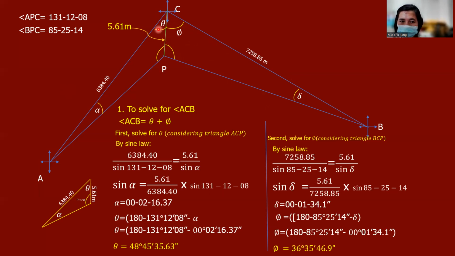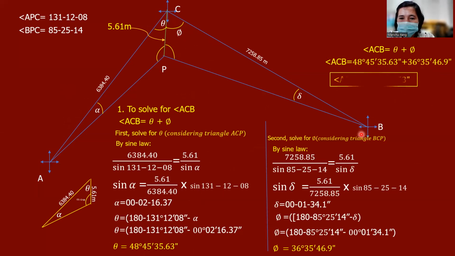Now the question, can we get now the value of angle ACB? So the answer is yes. Since we already have theta, we already have phi, then you just add. So you just add the two values here, the theta and the phi. Now the result will be equivalent to 48, 45, 35.63 plus 36, 35, 46.9. Then the answer would be 85 degrees, 21 minutes, and 22.53 seconds. So this is the answer of our question number 1.